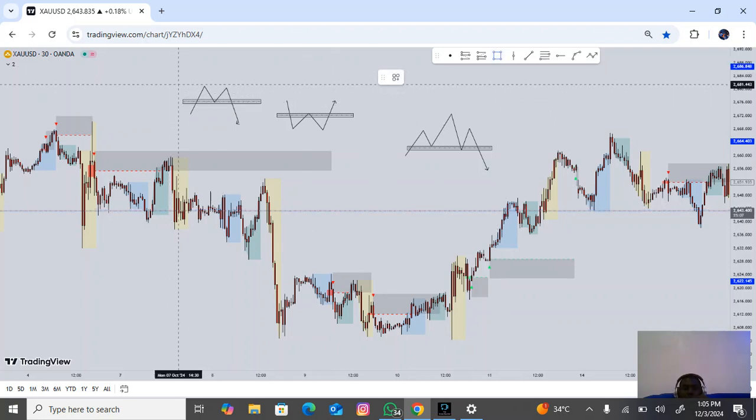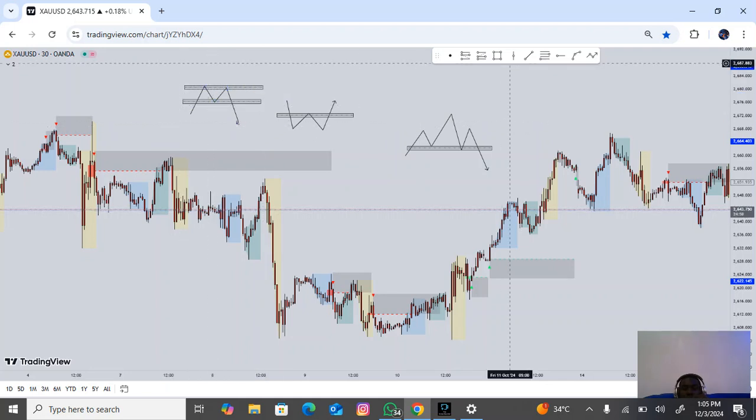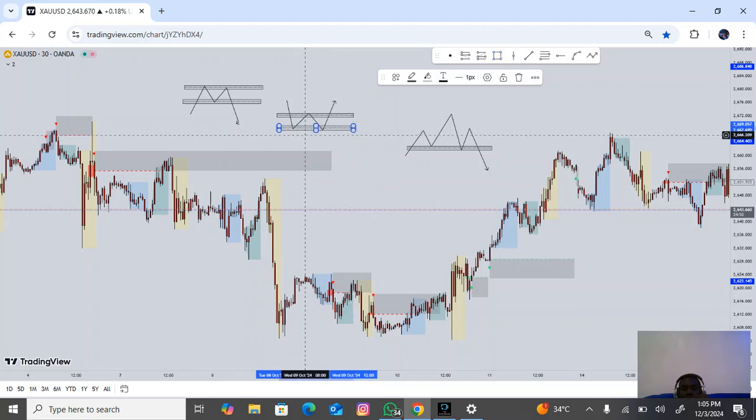Why is it called double top? As you can see, it has a first top and a second top, which makes them equal. That's why it's called the double top. Also with the double bottom, it has a first and a second bottom, which makes them equal.